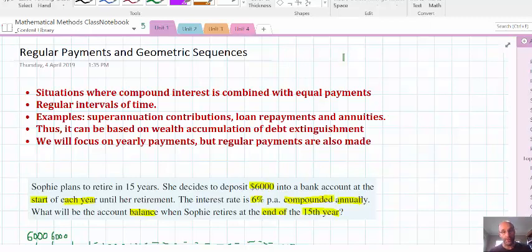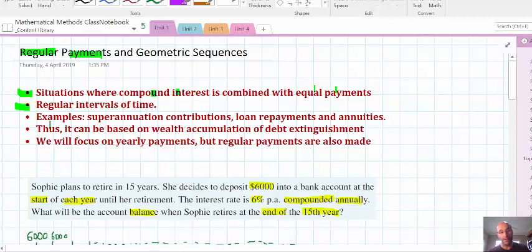Okay, the next video in our sequence of videos about financial applications of geometric sequences, and this time we're going to look at regular payments. Regular payments are situations where compound interest is combined with equal payments. So we've got a compound interest scenario and also equal payments. These equal payments are occurring at regular intervals of time.